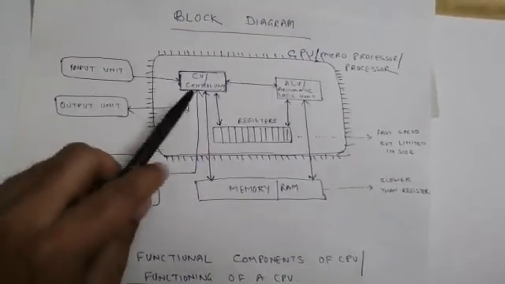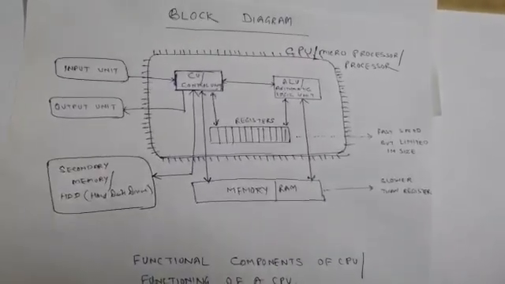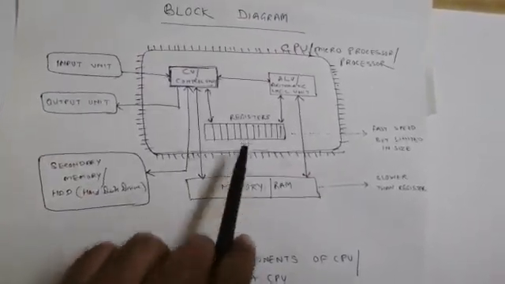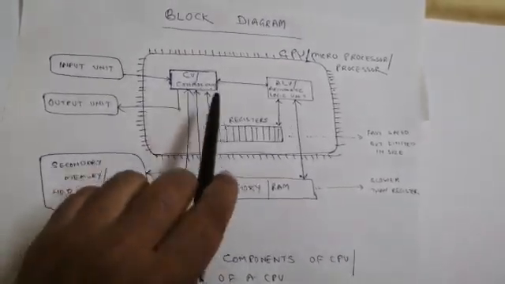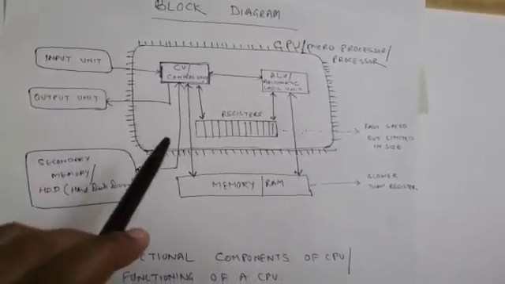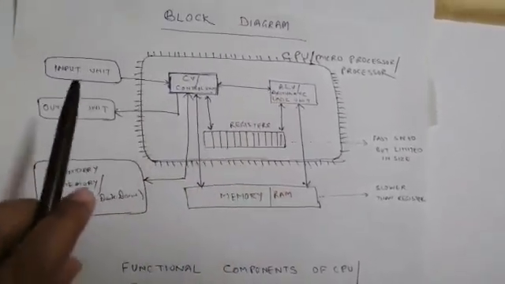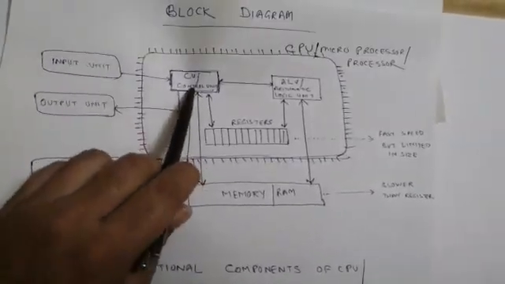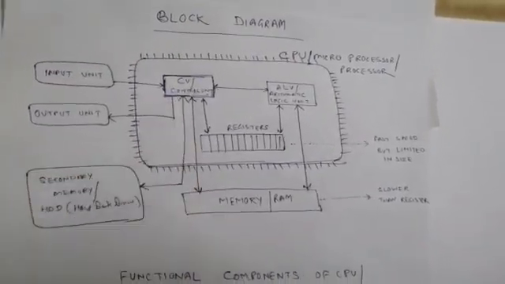and from the control unit it is distributed to the other components of the CPU. So here it's ALU, output, register, RAM, secondary memory. That means all these components are connected with the other components of a computer. So this CU first takes the input from the user from any input unit.